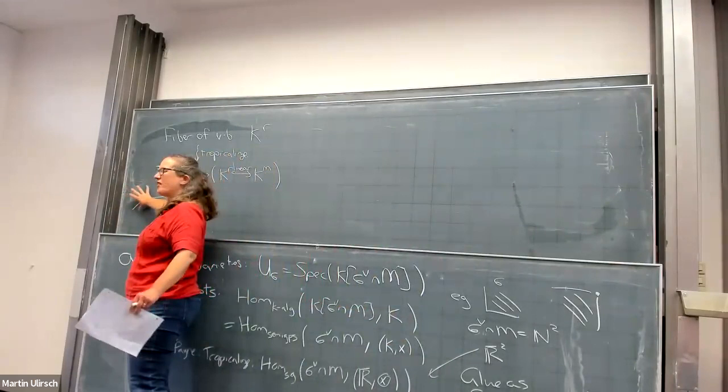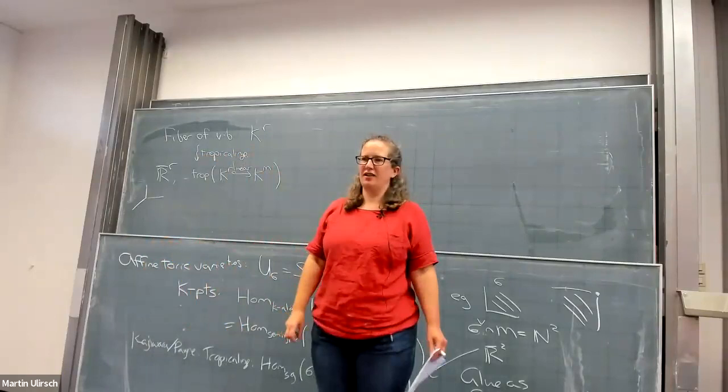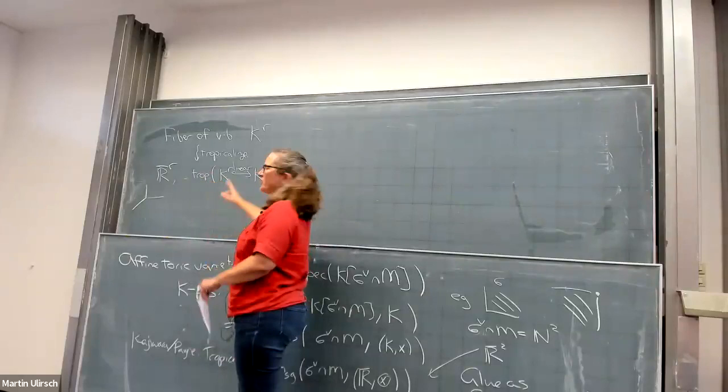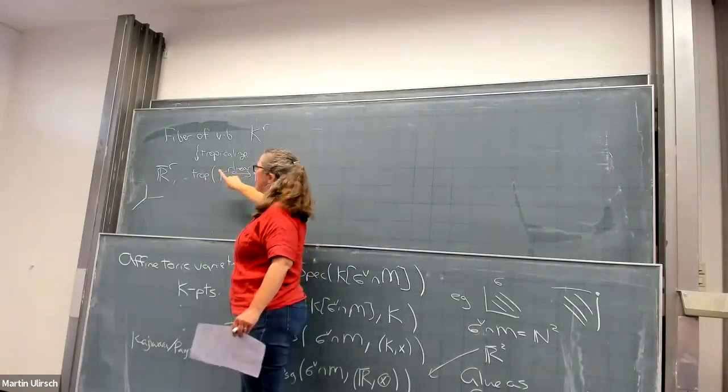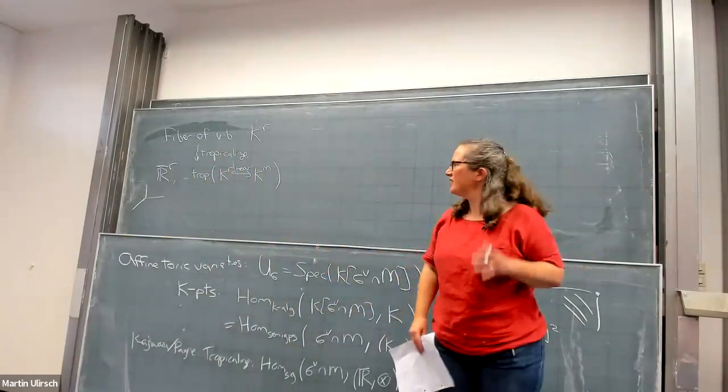Question? By linear, you mean tropically linear, like a map of sets? I mean using linear equations. So this should be embedded as a subspace. These are K^r's, not tori. This should be just a subspace of K^m. Any other questions?